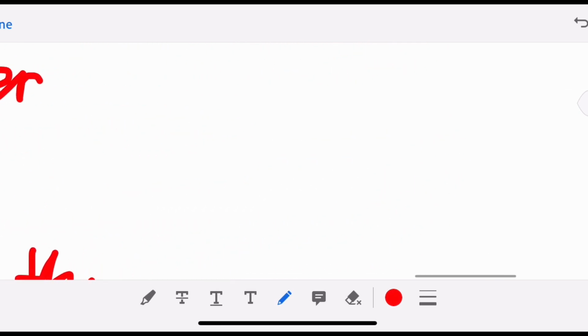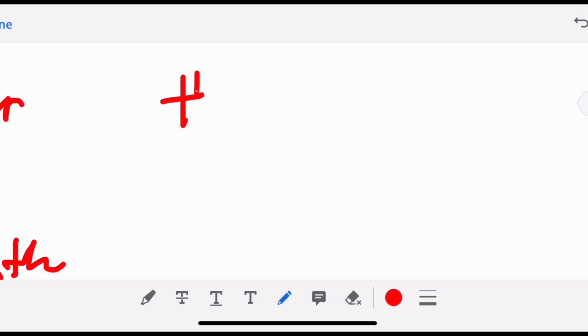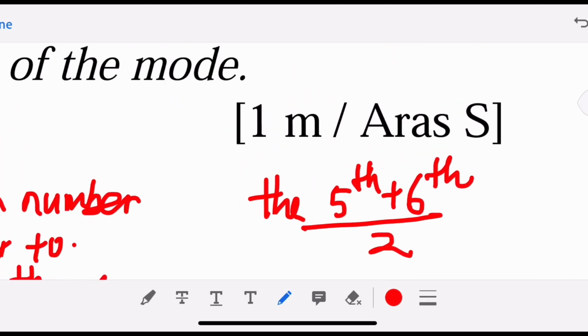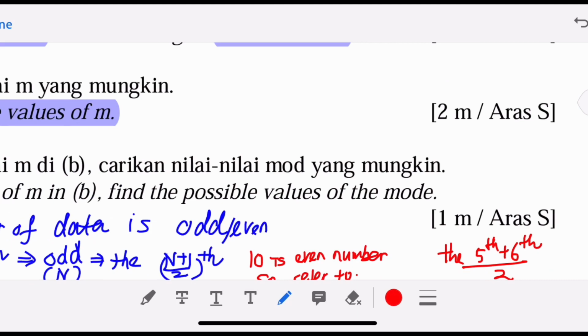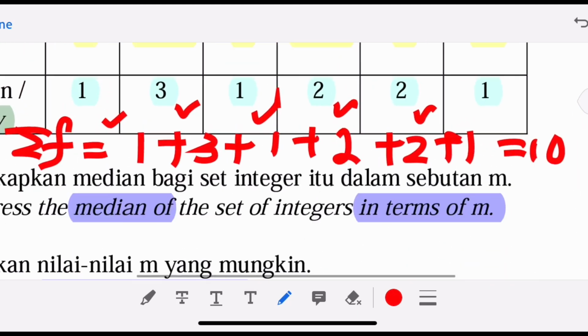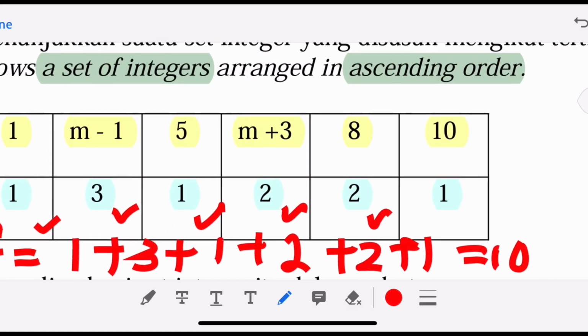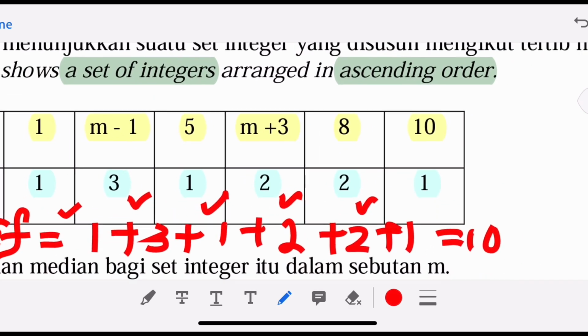Now let's go to the table and have a look. The fifth term and the sixth term, and then we need to sum up these two terms and divide by 2. We have to find the average because both of them are at the middle of the data, right? So now if you look at the table, let me explain to you.